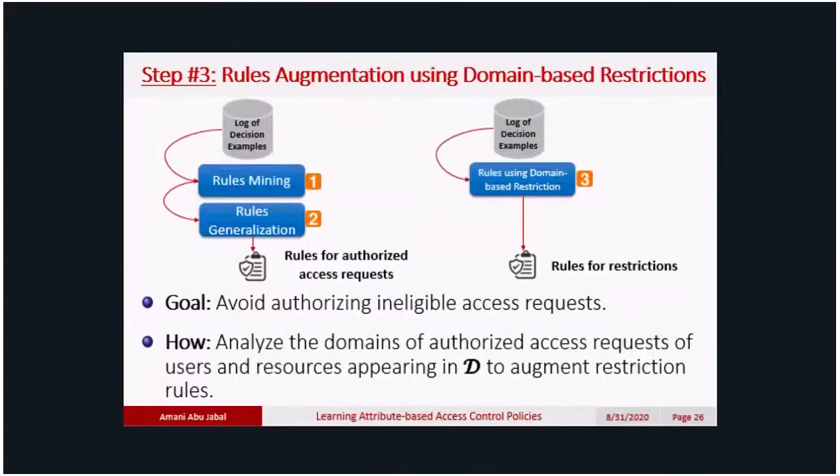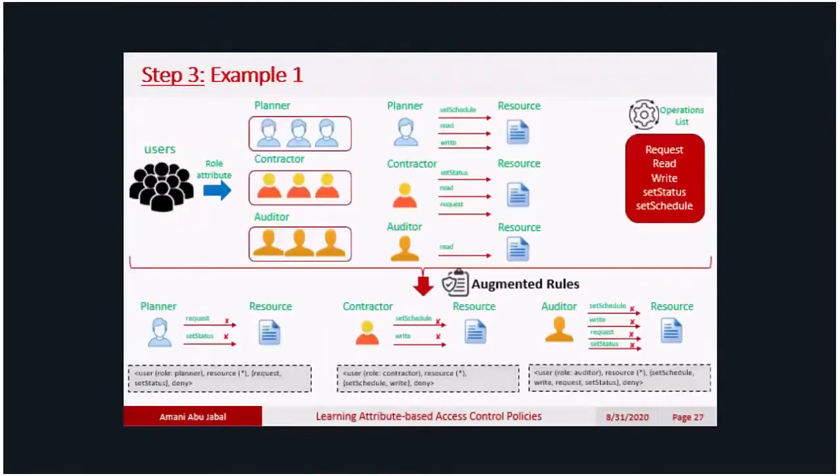Negative authorizations are very important to make exceptions, especially in modern systems. If there are no explicit negative authorizations, when an access request is denied, this might mean that it is explicitly denied or there was no corresponding rule. And this might lead to hidden vulnerability, thus we need to avoid such situations. To achieve this goal, we need to analyze the domain of authorized access requests of users and resources appearing in the decision example dataset to augment restriction rules. For example, we take the user set and divide it into groups.